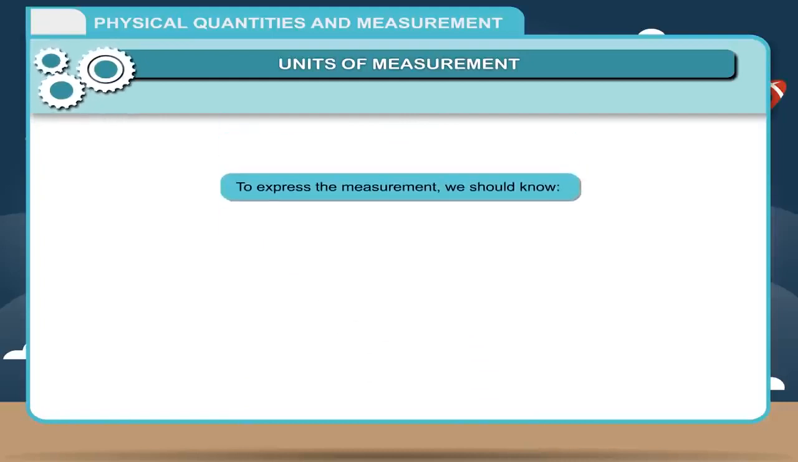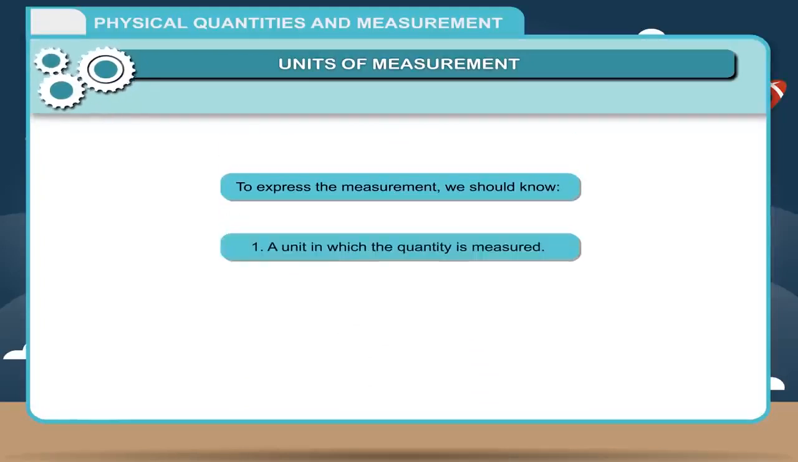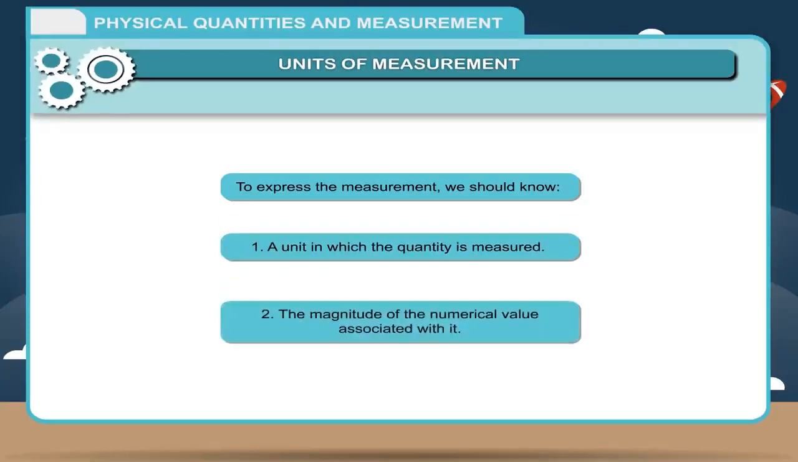To express the measurement, we should know: 1. A unit in which the quantity is measured. 2. The magnitude of the numerical value associated with it.